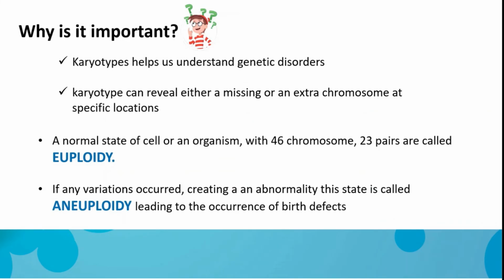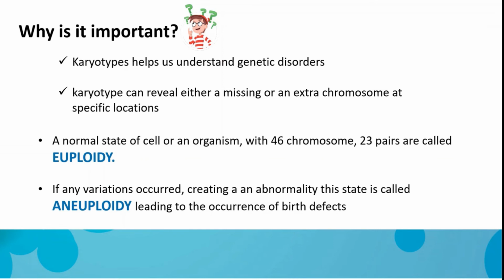So why is it important to learn about the chromosomes and karyotypes? What do you think? One reason is that it helps us understand genetic disorders. A karyotype can reveal either a missing or an extra chromosome at specific locations. A normal state of a cell or an organism with 46 chromosomes, 23 pairs, is called euploidy.